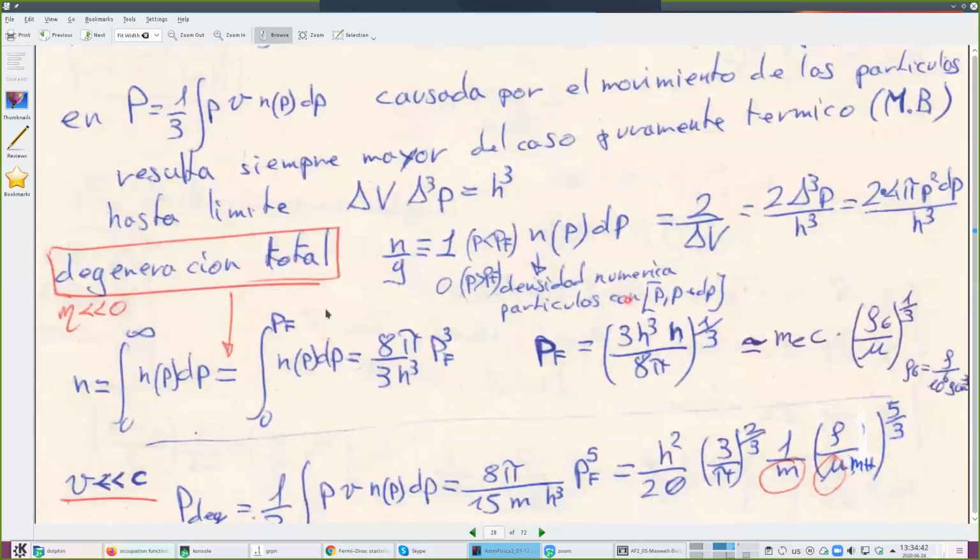When you are at total degeneracy, which usually never happens physically, but you can have a really high degeneracy, you calculate everything considering that T is equal to 0. You have this value, so the momentum goes with the numerical density to the 1/3.